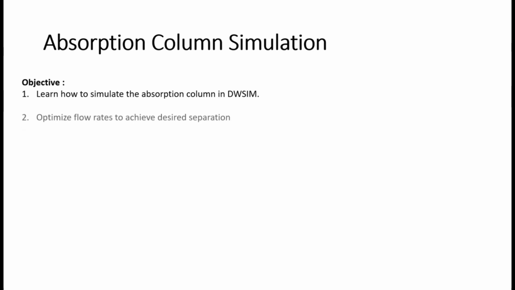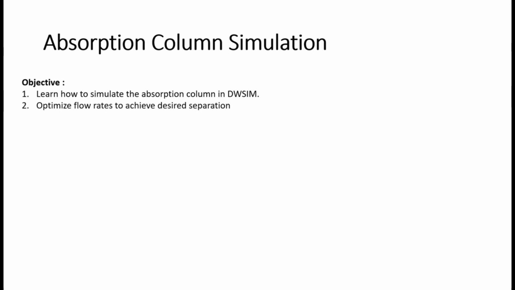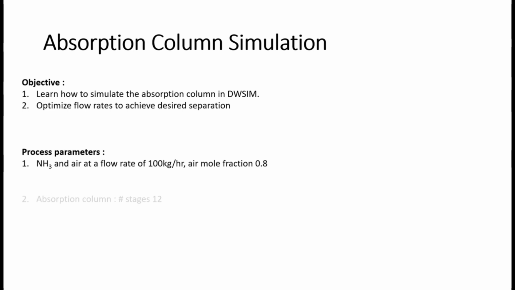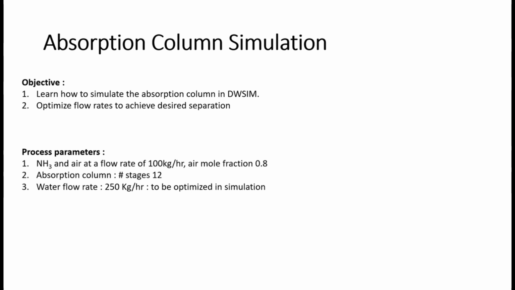So in today's simulation, our objective is to learn how to simulate an absorption column in DWSIM, and optimize the flow rate to achieve the desired separation of a mixture of ammonia and air with the help of the solvent water. The process parameters will be ammonia and air at a flow rate of 100 kg per hour, where the air mole fraction is 0.8, and an absorption column with 12 stages. Then we have a water flow rate of 250 kg per hour to start with, and then we are going to optimize it to achieve the desired separation.